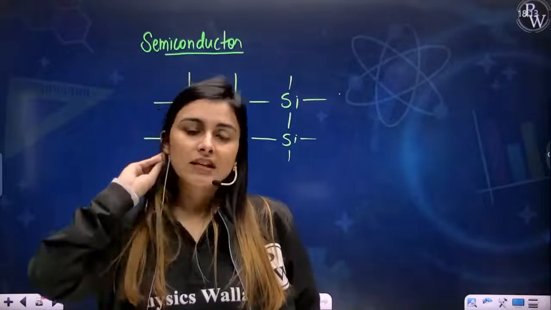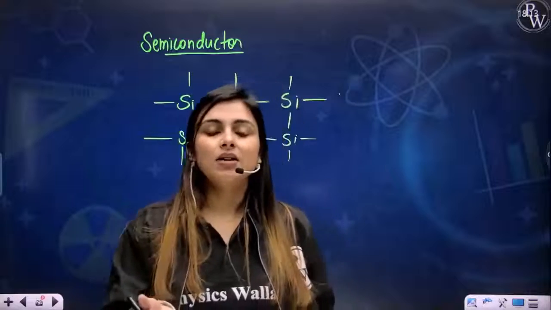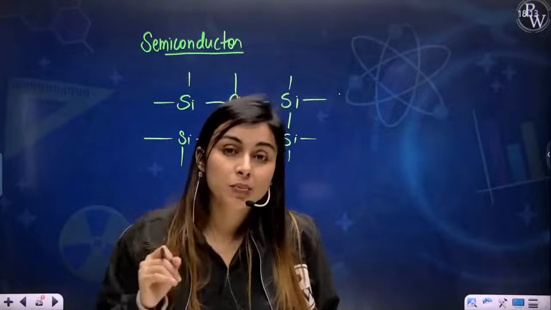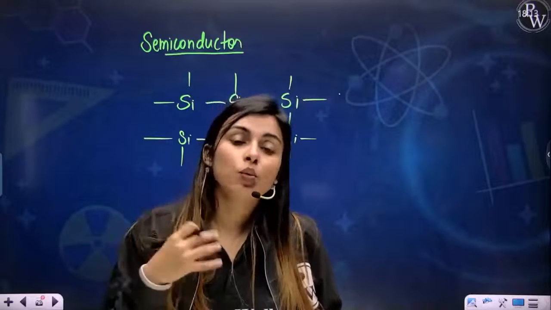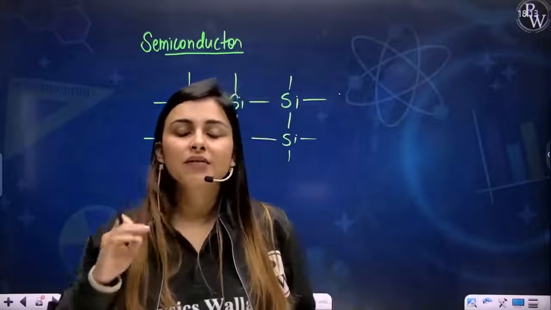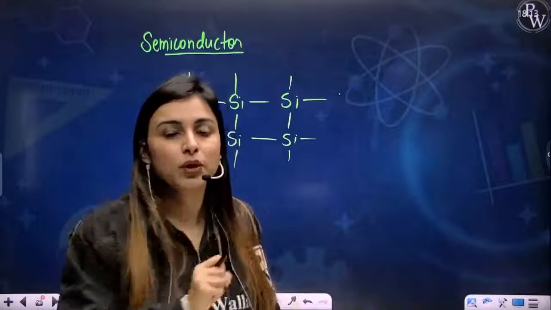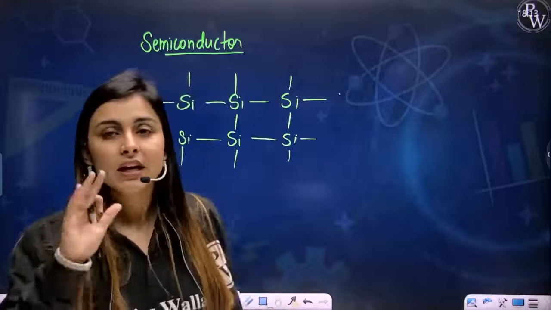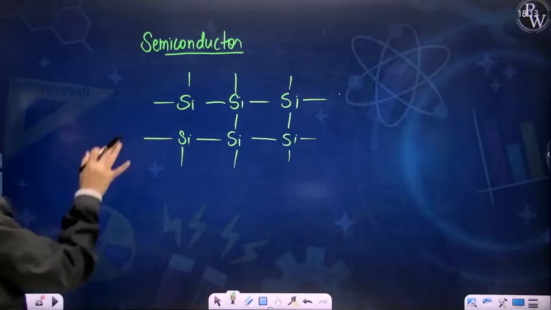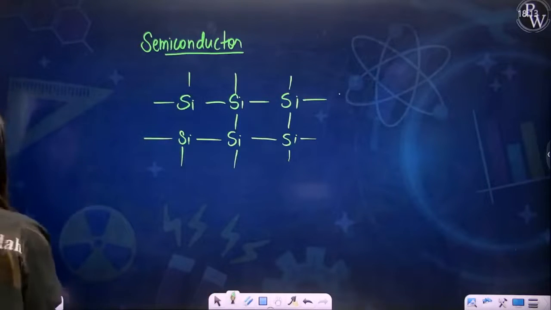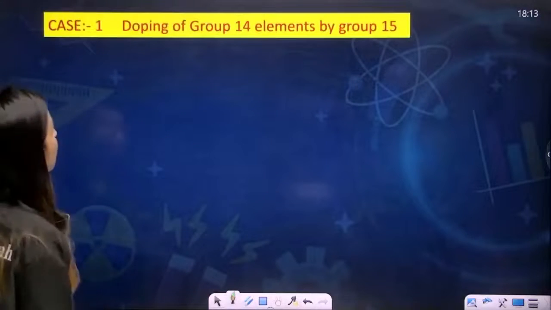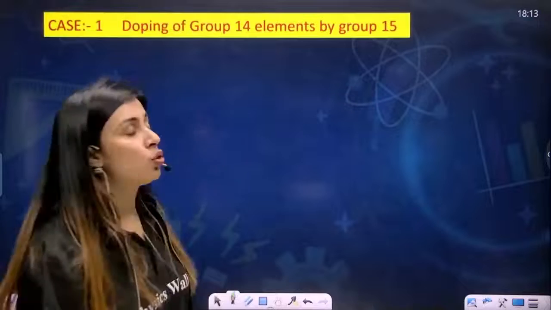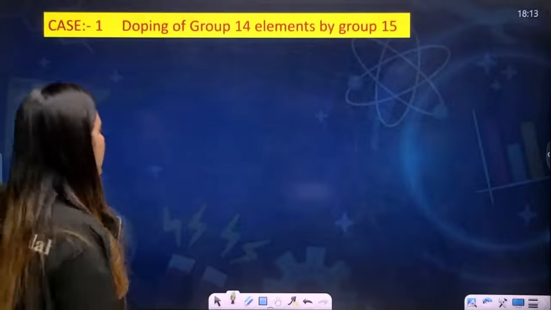So what happens is, we can increase its conductivity by adding some impurity to it or by doping it. What impurity are we adding, or with what are we doping it? We are doping it with either a group 14 element, group 13 element, or group 15 element. Okay, now let's try to understand. This is the basic idea of a semiconductor. Okay, so the first case is, we are doping a group 14 element, that is one example I have given you, with a group 15 element. So let's try and understand this.